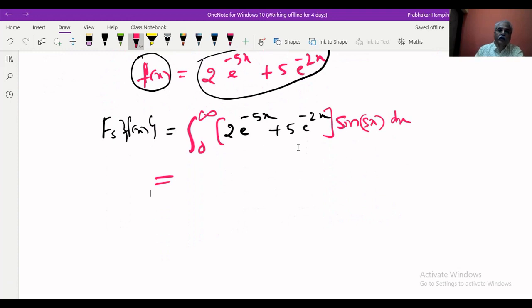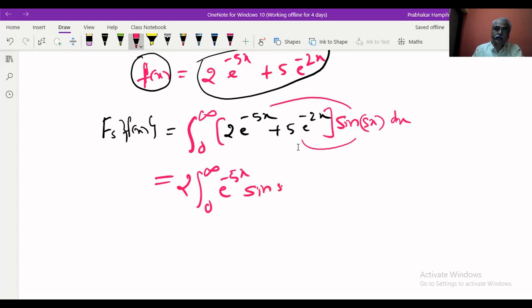This is known as the linearity property, which is there for the Fourier transform also. So first multiply these two separately. That is, by linearity property, 2 times the integral from 0 to infinity of e raised to minus 5x sine of sx. If it is not a negative sign, we are not going to end with a Fourier transform, because the Fourier sine transform, cosine transform or Fourier transform should not end in infinity. You should end in some function. So minus is necessary. Plus, the second term, 5 times e raised to minus 2x sine of sx dx.